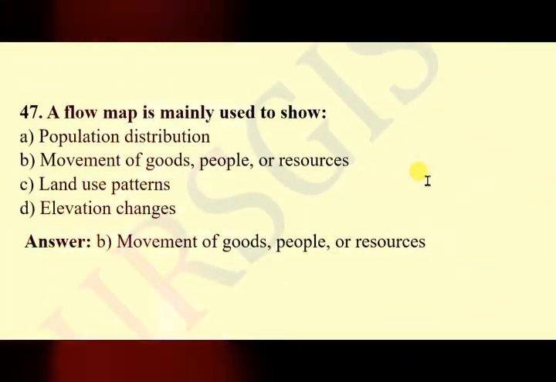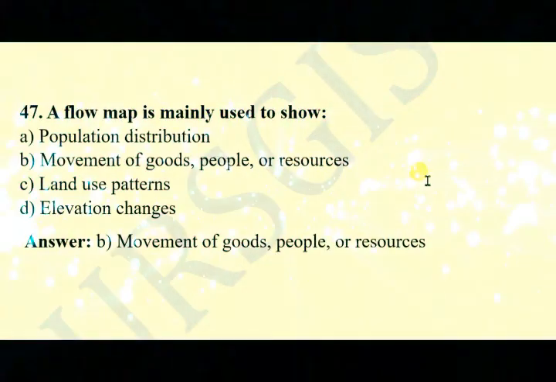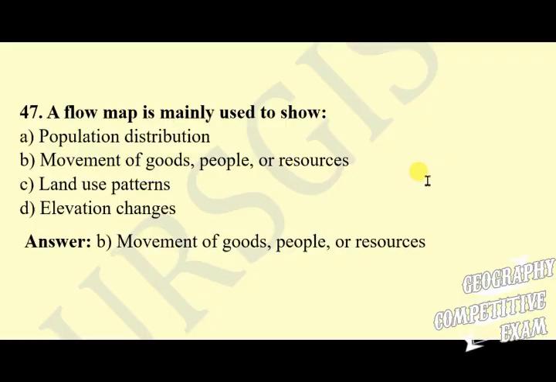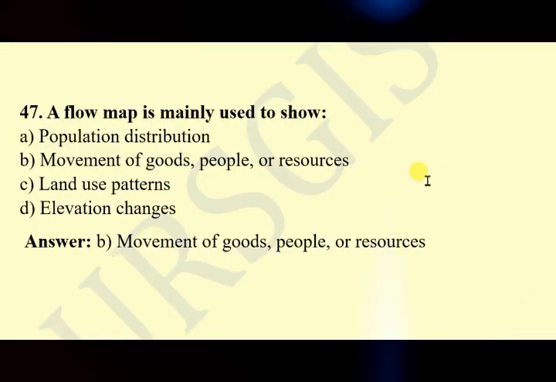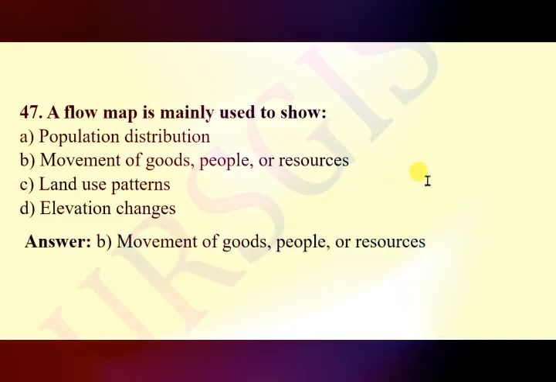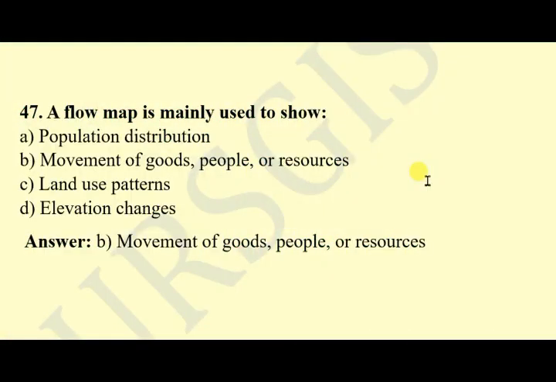Question number 47. A flow map is mainly used to show population distribution, movement of goods, people and resources, land use patterns, elevation changes. The right answer will be movement of goods, people and resources. Movement or flow of goods, people and resources from one place to another, or in any other direction. So it is called a flow map.